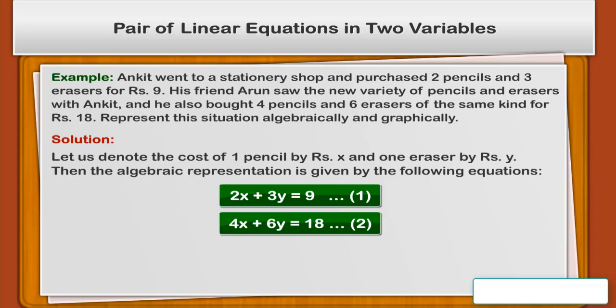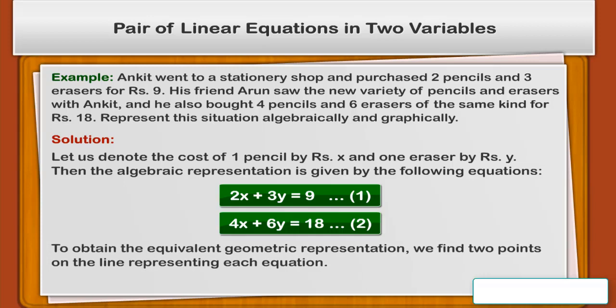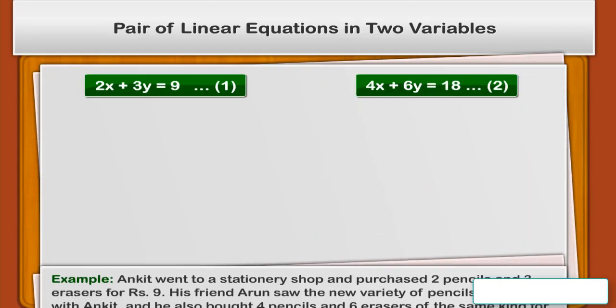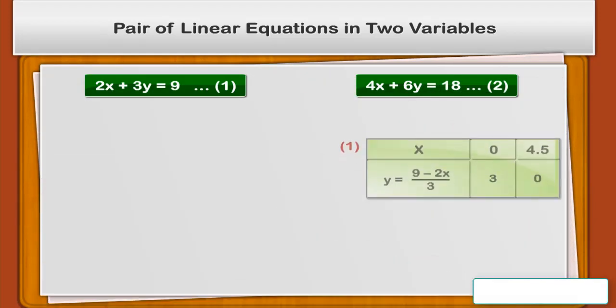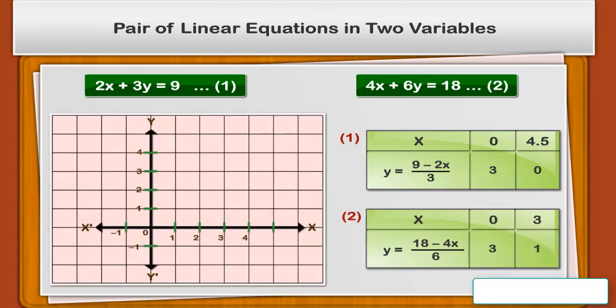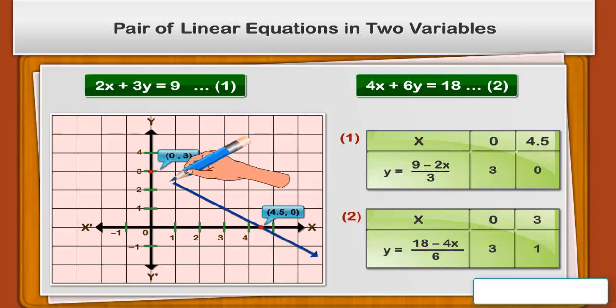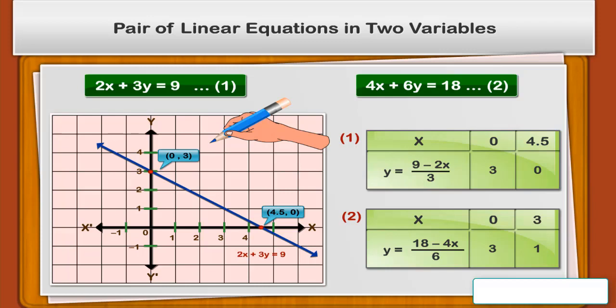Now, let's represent the situation geometrically. To obtain the equivalent geometric representation, we find 2 points that will lie on the line representing each equation. That is, we find 2 solutions of each equation. These solutions are presented in the form of a table. For the first line, 2 points are (0, 3) and (4.5, 0). And for the second line, points are (0, 3) and (3, 1).